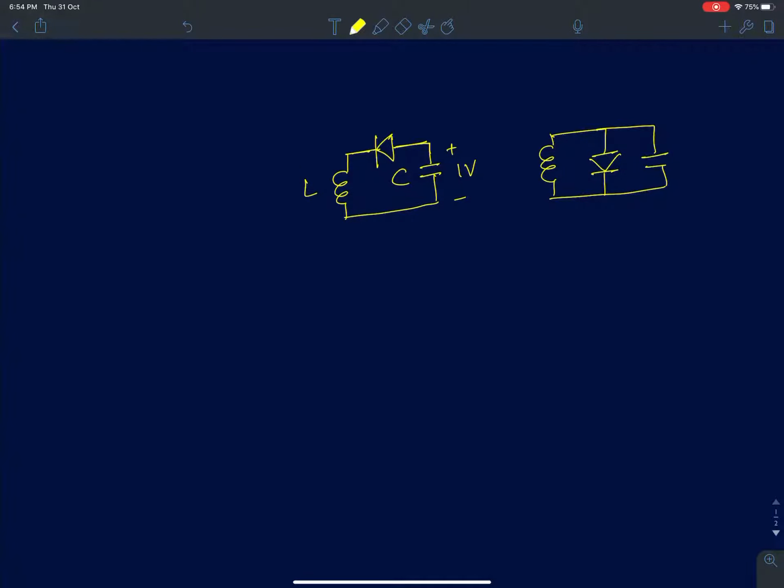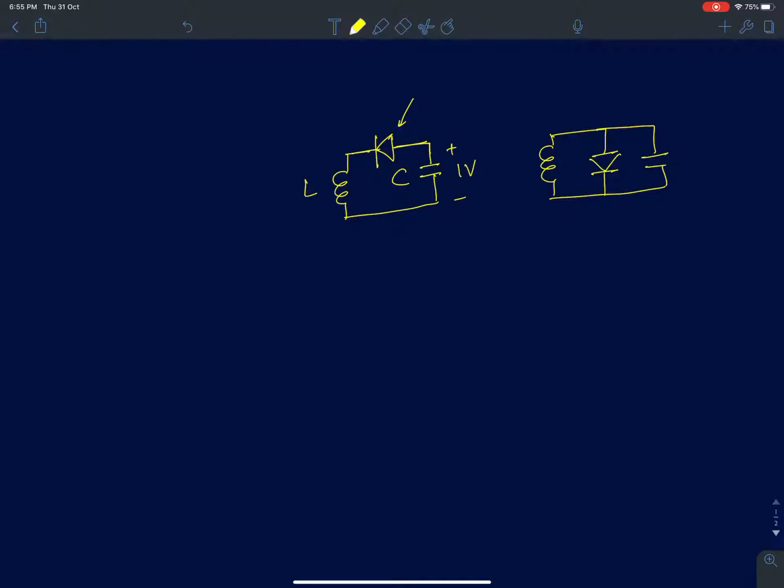Hi everyone. In this lecture, we'll discuss inductor and capacitor circuits, lossless LC circuits with diodes in them. Throughout this lecture, I'll assume that the diode is an ideal diode, meaning it has a finite V gamma, that is the cut-in voltage, and it doesn't have any associated resistance with it.